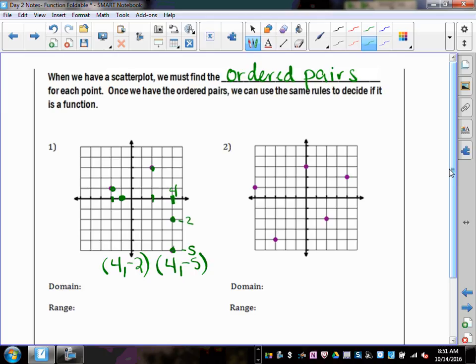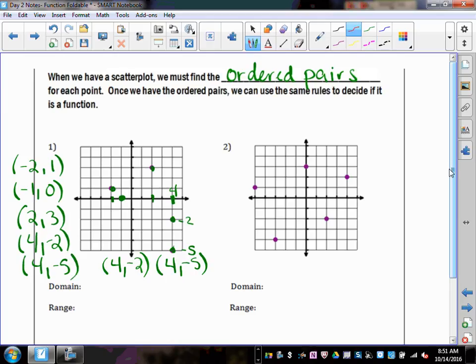So if I were to list out all of my points here, negative 2, 1, negative 1, 0, 2, 3, 4, negative 2, 4, negative 5, I see that my issue is here. 4 goes to two different y values, thus we have it as not a function. So it's not a function.